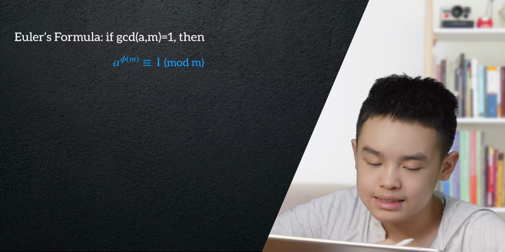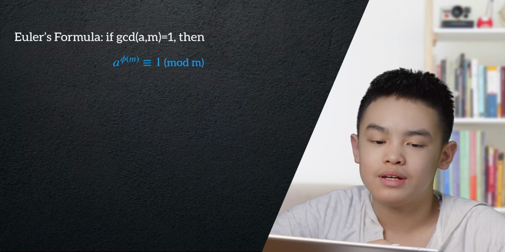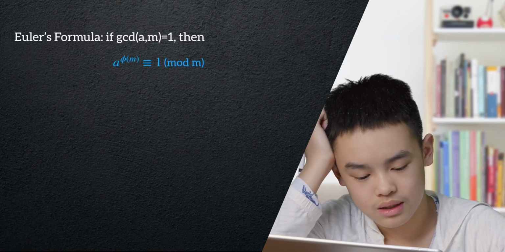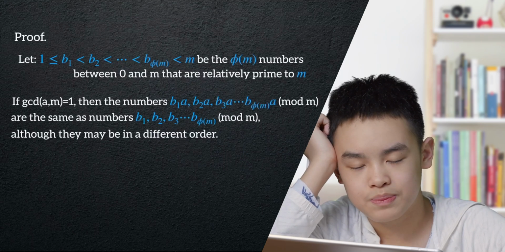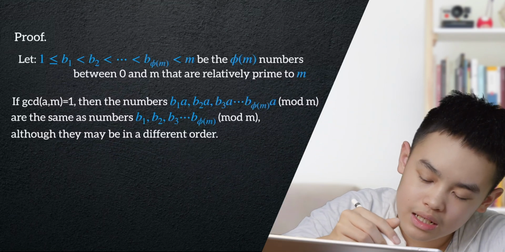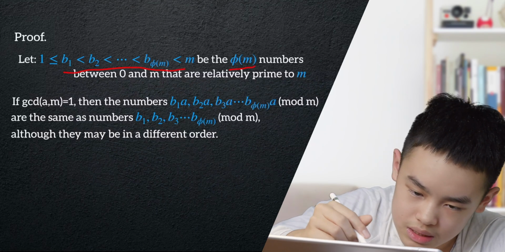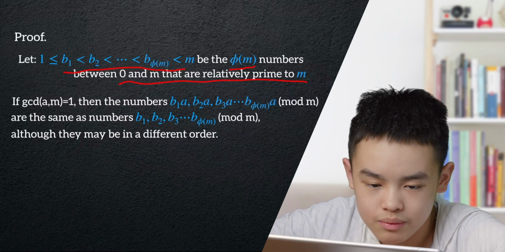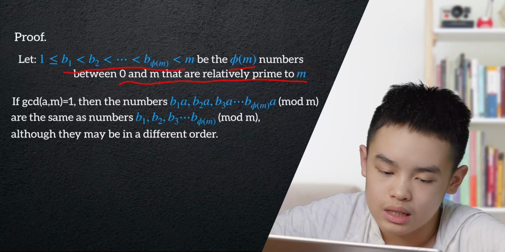Now, this is actually very easy to prove, since we had proved Fermat's little theorem. Euler's formula is like a little brother to Fermat's little theorem, so it's basically the same proof, just with different numbers. So the set of b's will be phi of m, which is the numbers between 0 and m that are relatively prime to m. Now when we say 0 to m, it will be not inclusive, but if we say 1 and m minus 1, it will be inclusive.